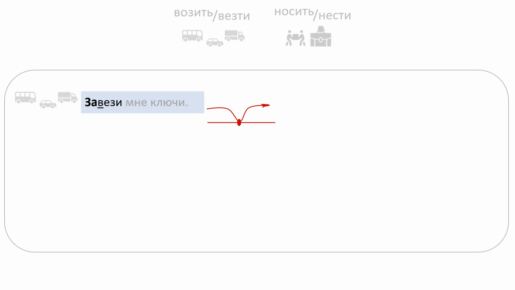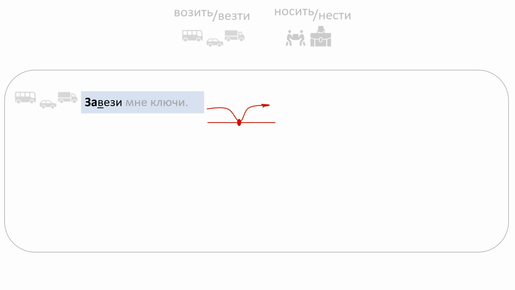Let's look at the translations of the request: Bring me the keys. We need to pay attention to the prefix and to the verb itself. Возить, везти is to transport. Носить, нести is to carry. Prefix за here in this request means to pass by, to drop off something or somebody and leave.